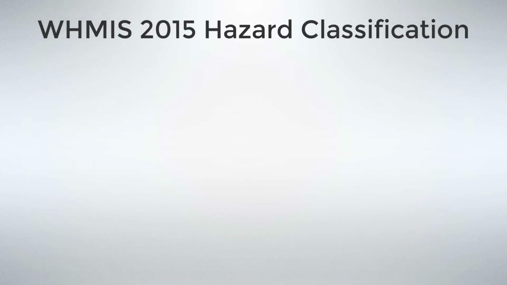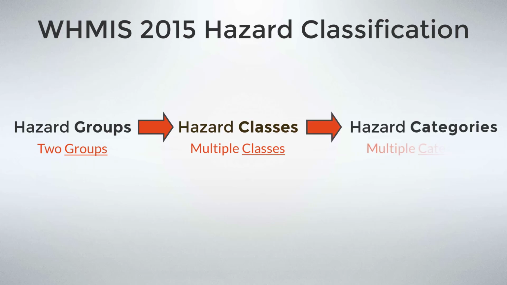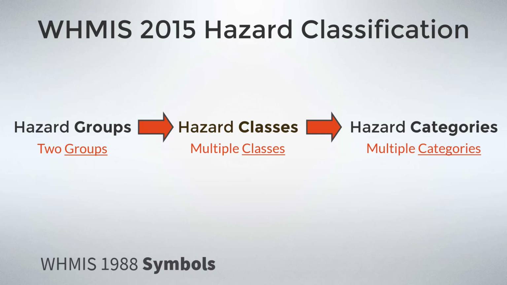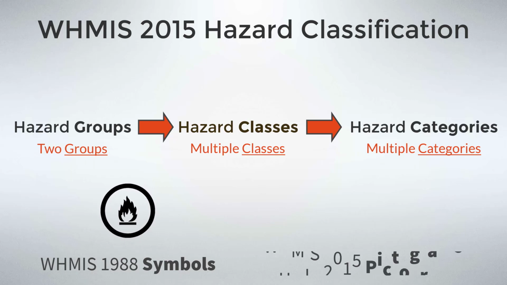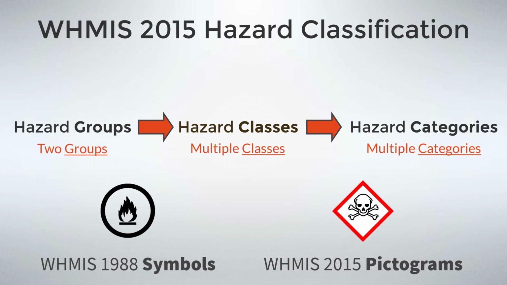WHMIS 2015 is a bit different in a few ways. First, hazards are broken down into 2 groups called hazard groups. Then, within each group, there are several hazard classes. And within each class, there's at least 1 hazard category. And finally, rather than having the symbols that are displayed within a black circle, we have what are referred to as pictograms that are basically an image within a red diamond. Let's break it down and look at these changes a bit more closely.